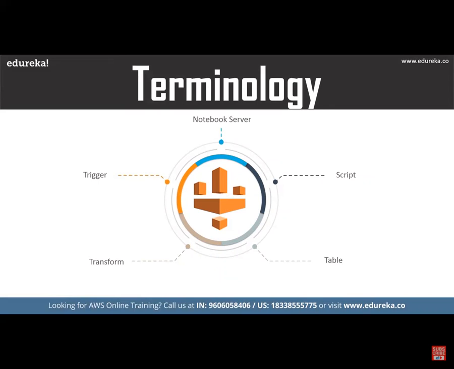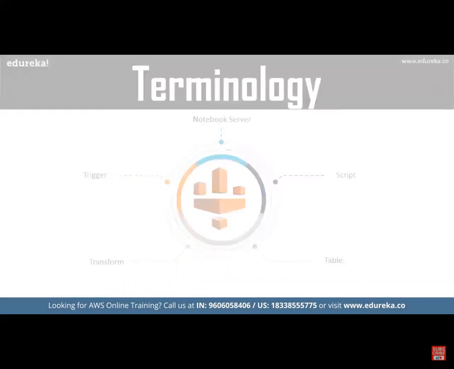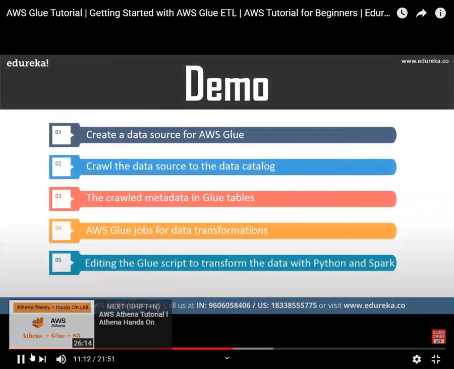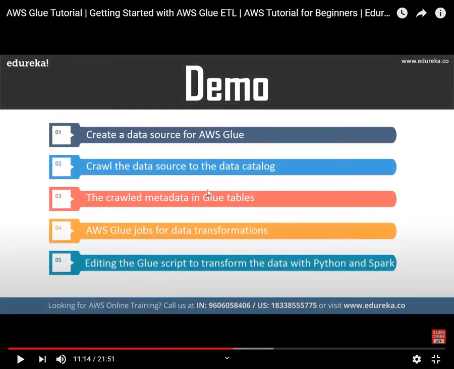So these were a few terminologies that you must be aware of that are related to AWS Glue. Now, coming to the main part of this session, that is how does AWS Glue work. So guys, as you can see on the screen, these are the steps that we are going to perform in this. So today we'll perform all these steps. That is, we'll create a data source for AWS Glue.